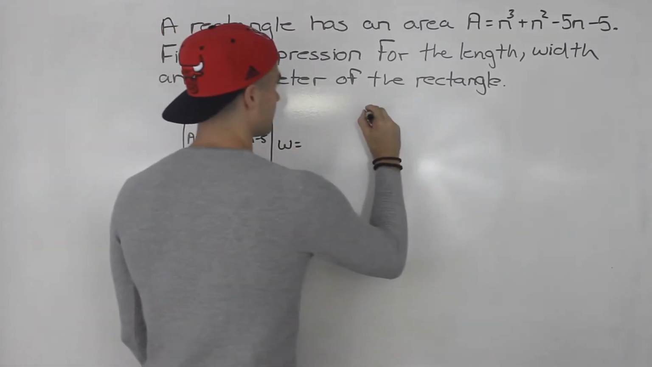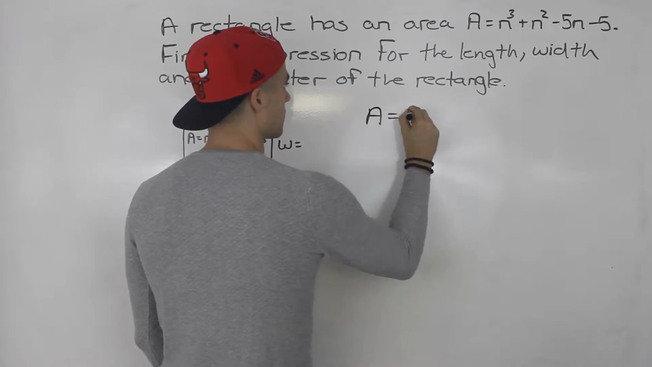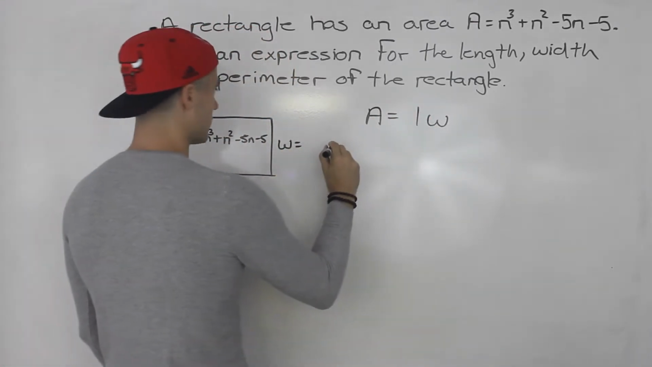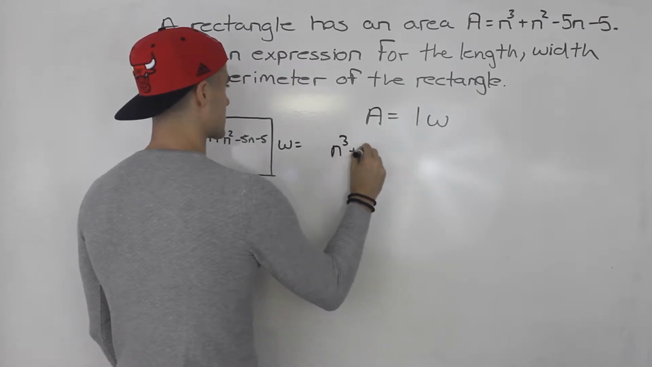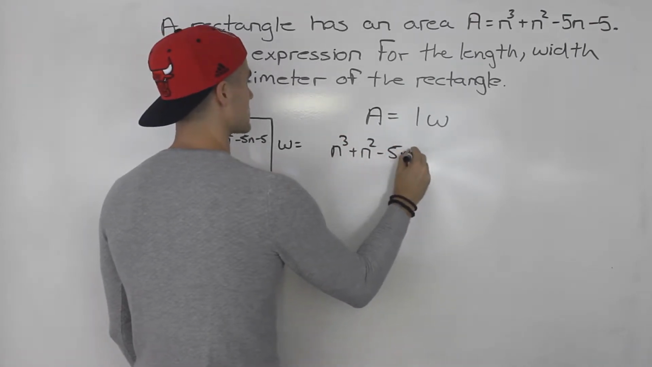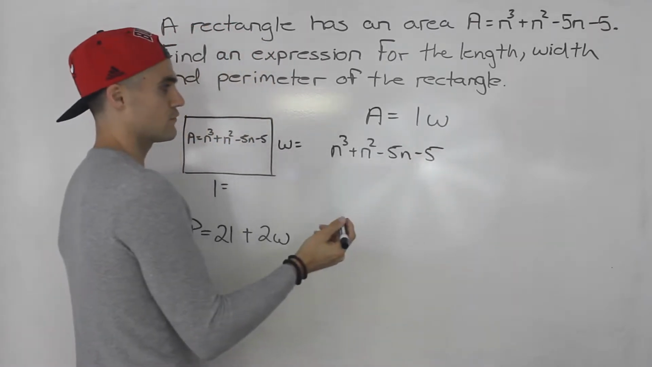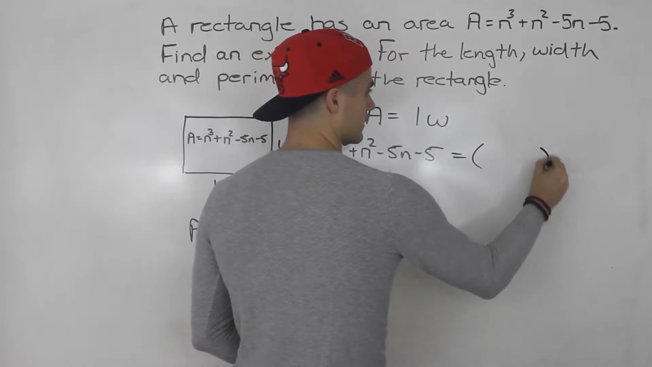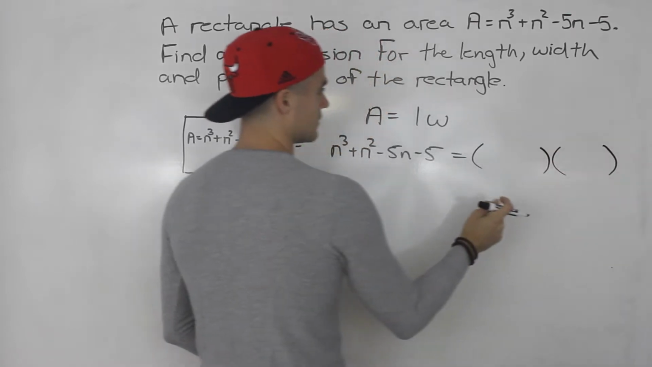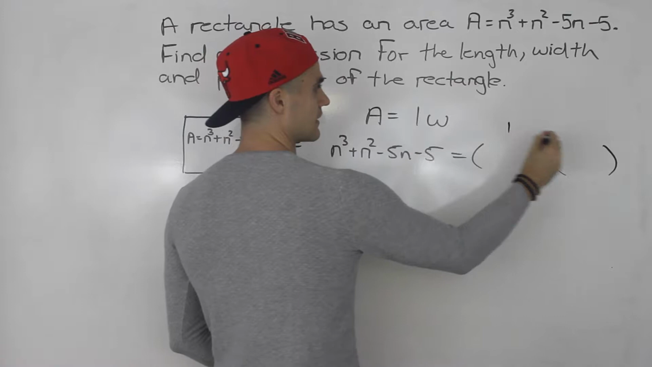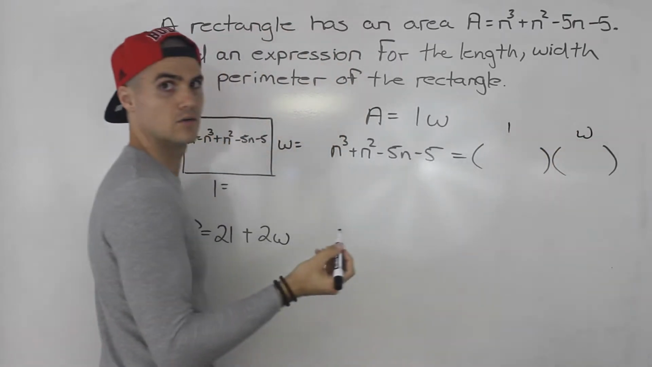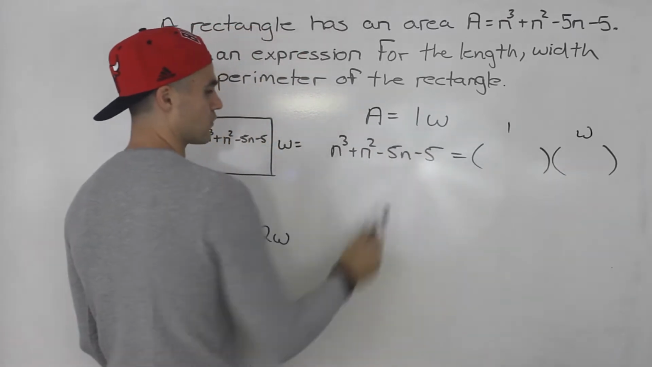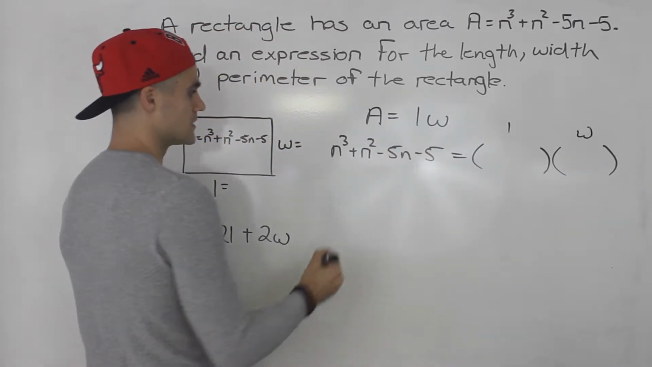Now we know area is equal to what? Length times width. So we're given the area as n cubed plus n squared minus 5n minus 5. So if we can take this area and factor it into two factors, then we can represent this factor as the length and this factor as the width, right? Because area is equal to length times width. That's the formula for the area of a rectangle.